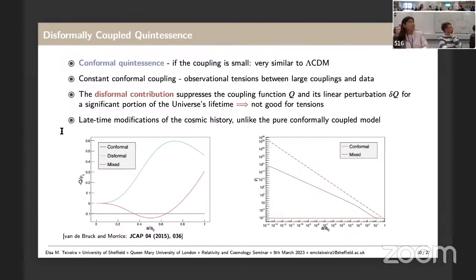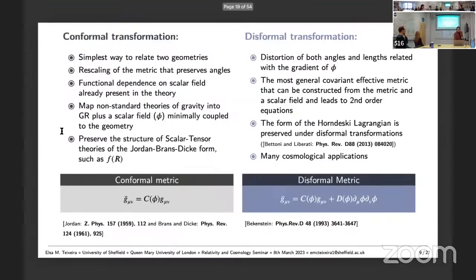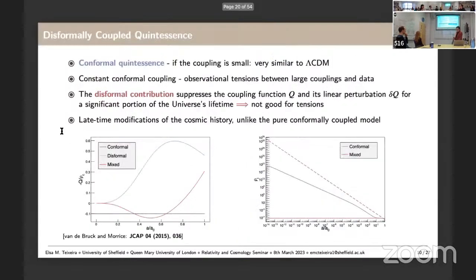In this plot, we see that we can have conformal, disformal, or mixed. So when we say disformal, in this case, it's just saying that we don't have this part, we have just this component, and mixed, we have the two. And we see that when we have the conformal, this coupling is constant throughout time. This is the coupling, this is time.